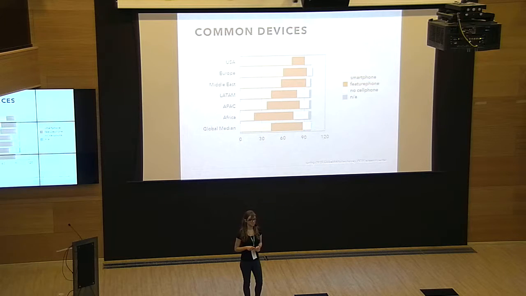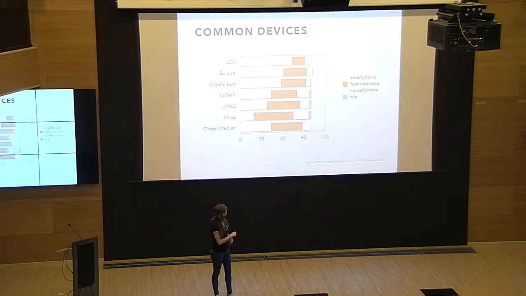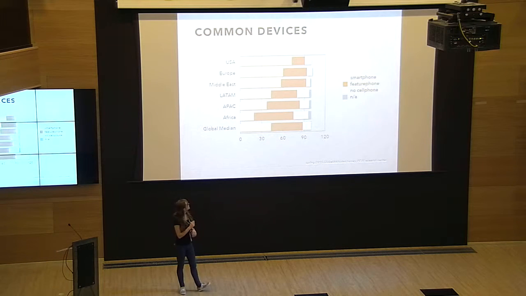Common devices. So there's smartphone, feature phone, and no phone. Feature phone is every phone that is not a smartphone. The global median is roughly splitting those two. And then, as we can expect, USA, Europe has majority of smartphones. Africa would have a majority of feature phones. This is information based on 2015.